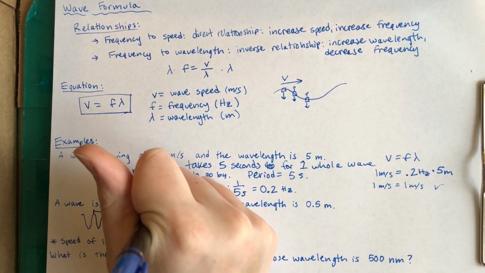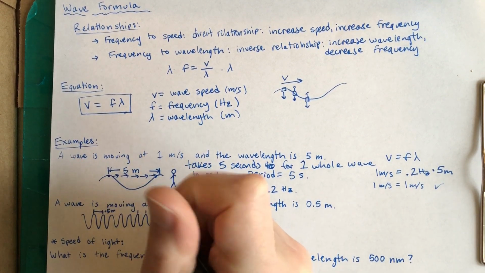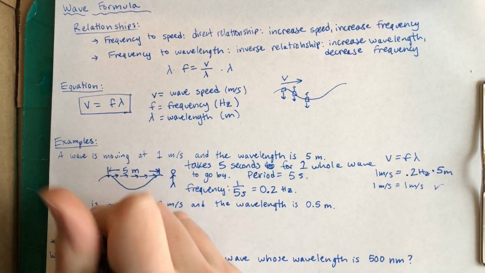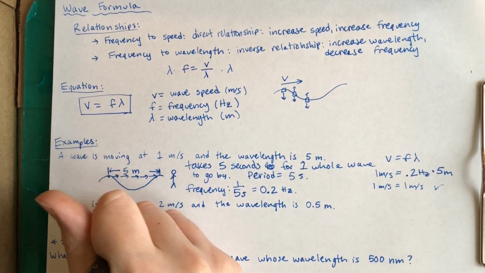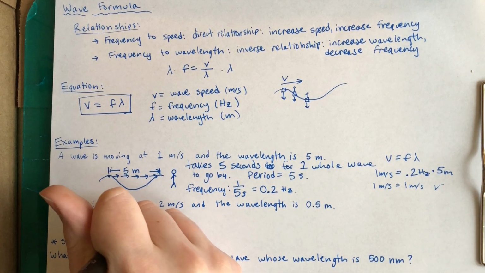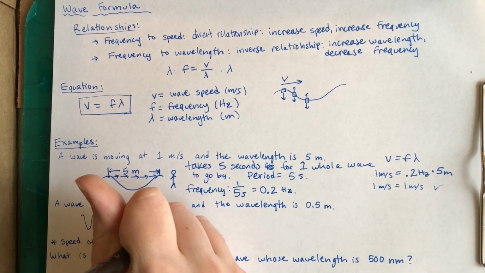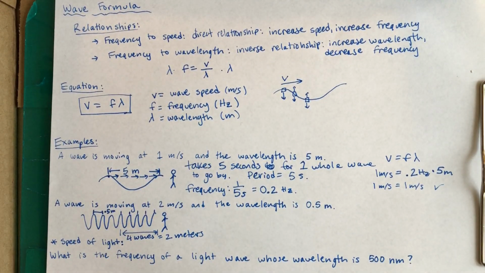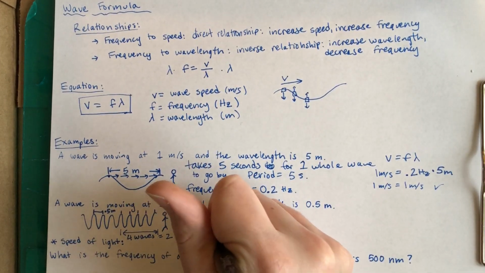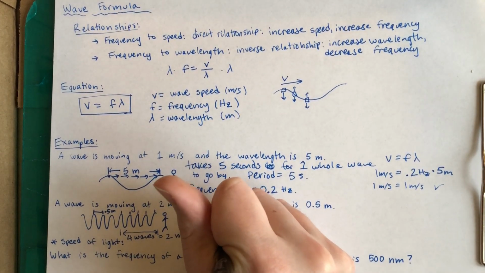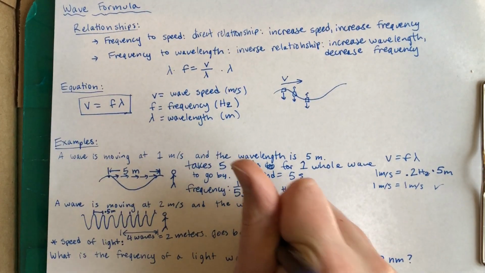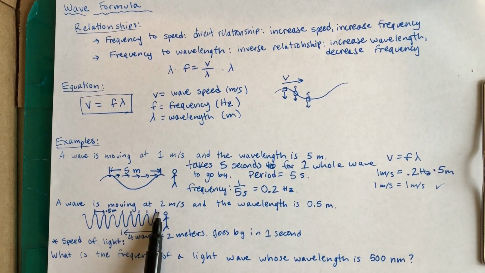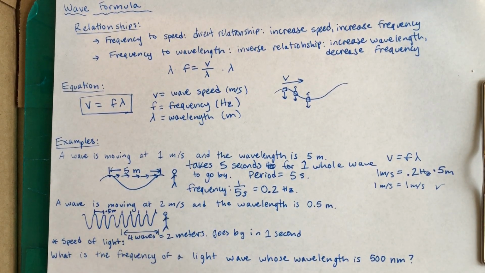So here's half a meter, here's half a meter, here's half a meter, here's half a meter. So this together is 4 waves equals 2 meters, since each wave is half a meter. And this goes by in 1 second, because this distance of 2 meters worth is going to go by in 1 second, since it's moving at 2 meters per second.